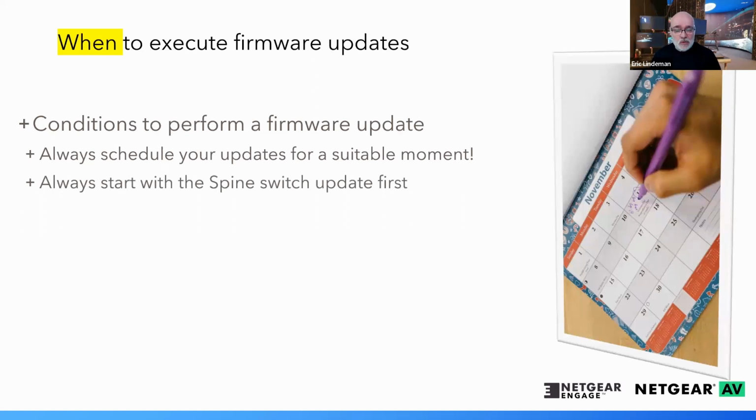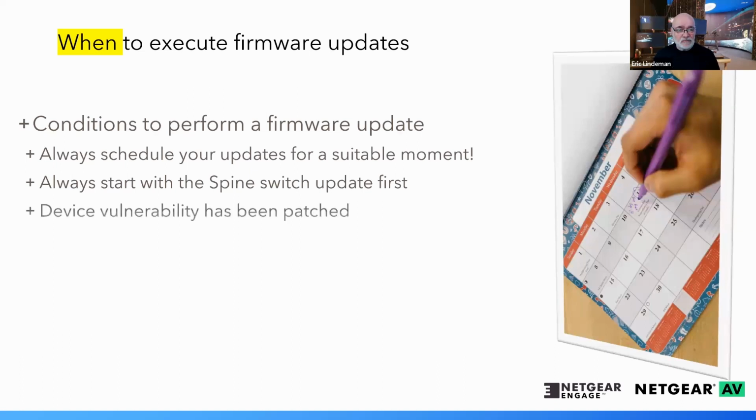One other suggestion is to always start with the spine switch for the update first, because the spine switch is the heart of your network. If you have updated the switch on the right way, it will come back. Then you can update the rest of the switches one by one without the influence of rebooting of a spine switch in the middle of an update of another switch behind the spine switch. So always do the spine switch first.